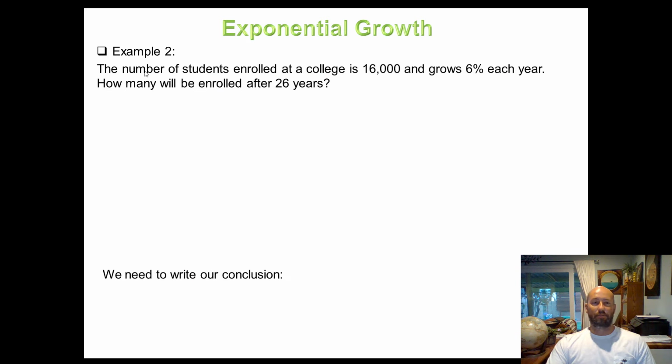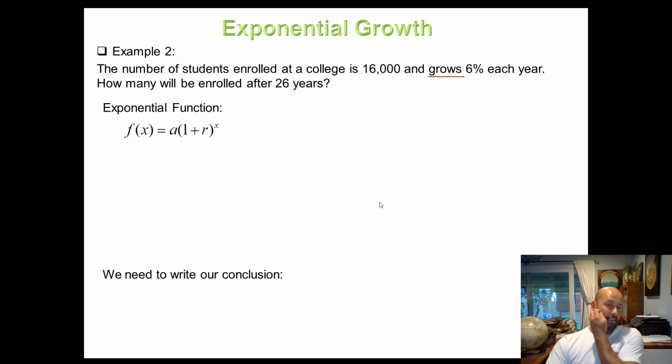Okay, let's look at example 2. So here we're talking about college students. Okay, at a college is 16,000, grows 6% each year. How many will be enrolled after 26 years? Okay, so we see the word grows, so we know it's exponential growth. So there's our function, our generic function right here. Okay, we need to find our growth factor. And that should be easy.